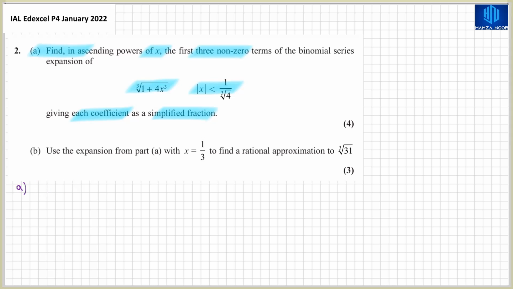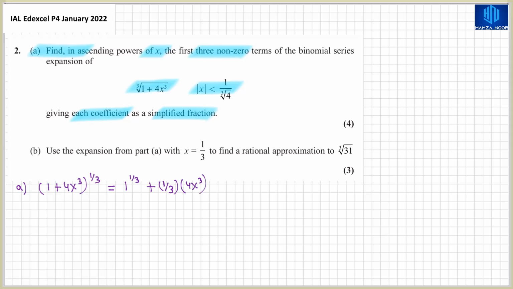So in part A, we need to expand (1 plus 4x cubed) whole thing raised to the power 1 over 3, and we need to find the first three terms only. As you can see, the first term is already 1, so you don't need to factorize it before expanding. So the expansion will be 1 raised to the power 1 over 3 plus nC1. In place of nC1, we can substitute n, so 1 over 3 multiplied by 4x cubed.